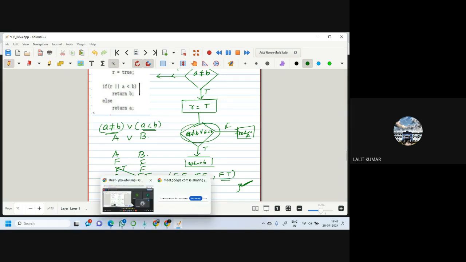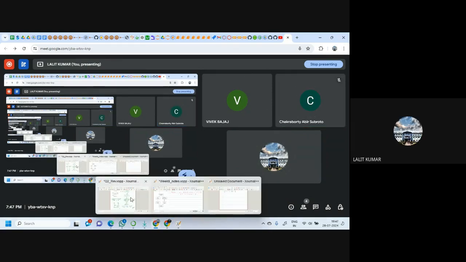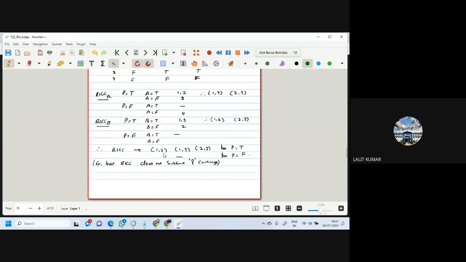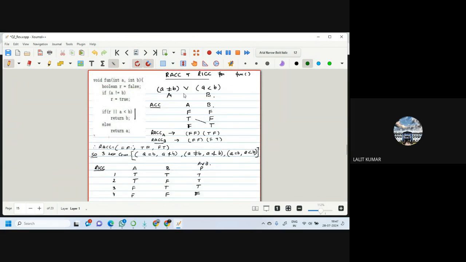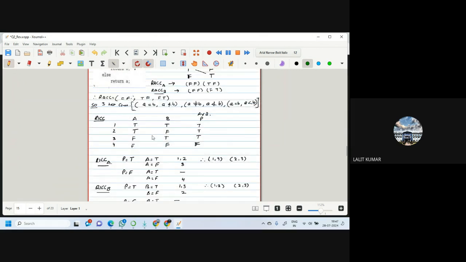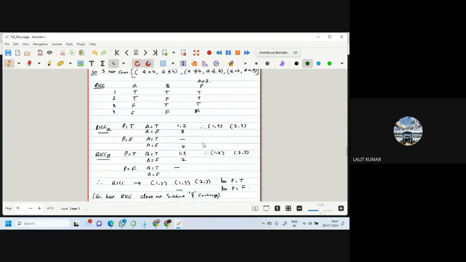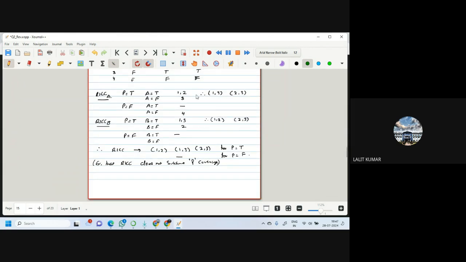Is this clear? Yes, it is clear, sir. Okay. So I have done the same thing, with the same steps. So I found ACC, and from that I found the RACC. RACC A I got, RACC B I got, and then I got RACC combined. Then for the RACC, I made the truth table for A and B, and I found RACC alpha, RACC bravo, and then I got the RACC.